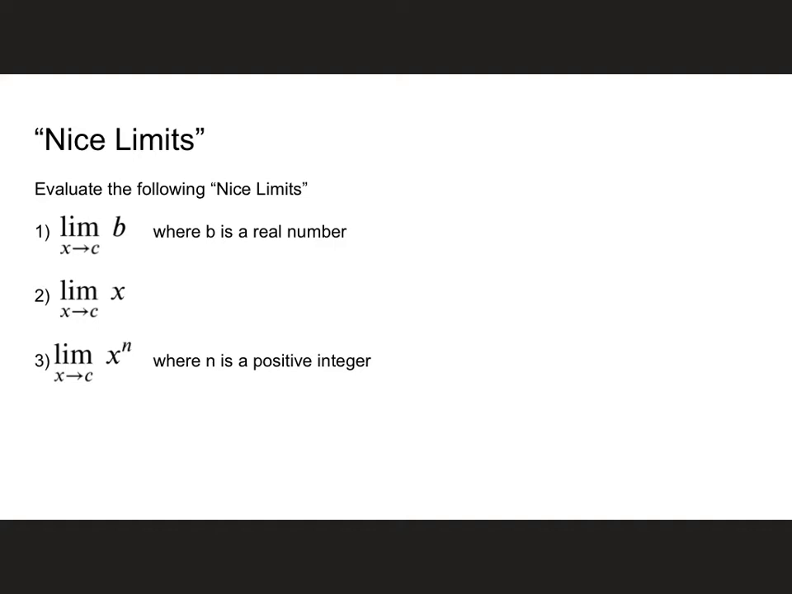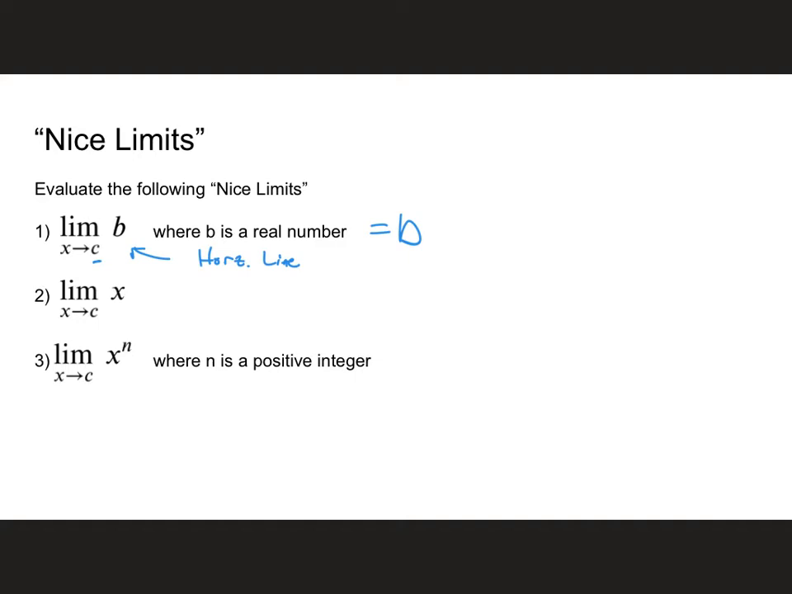So let's consider this first one, the limit as x approaches c of b. That is essentially a horizontal line, isn't it? B is some number, so we have some horizontal line. And if you think of it, no matter where I go, any number c, if I go someplace on the horizontal line, it's always equal to the same y value. And what value will that be? Well, that's whatever b is equal to. So the limit as x approaches c of b, where b is a real number, equals b.